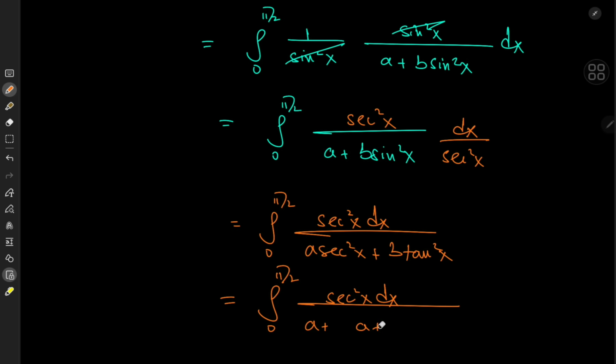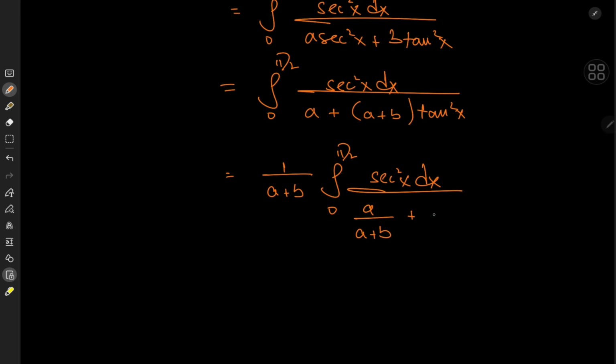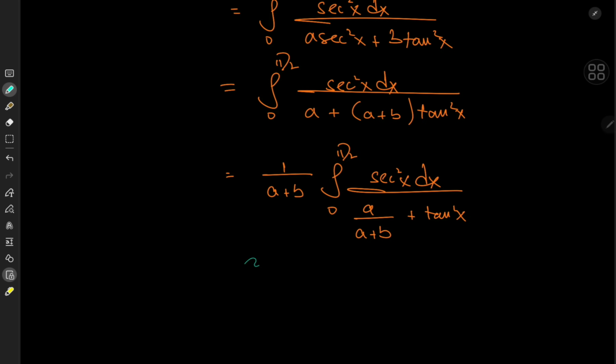So I can factor out tangent squared and write this as a plus b times tangent squared x. And now I would like to further factor out a from here so that I have, or I could just factor out a plus b. So I have 1 over a plus b, integral 0 to pi over 2 of secant squared x dx over a over a plus b plus tangent squared x. And of course, this looks like the perfect opportunity for a tangent substitution.